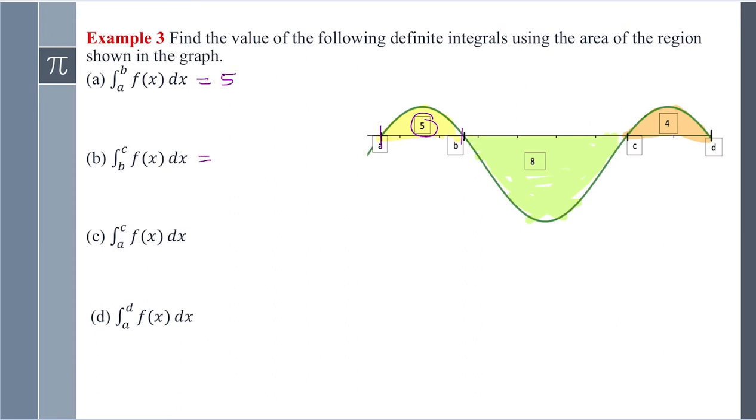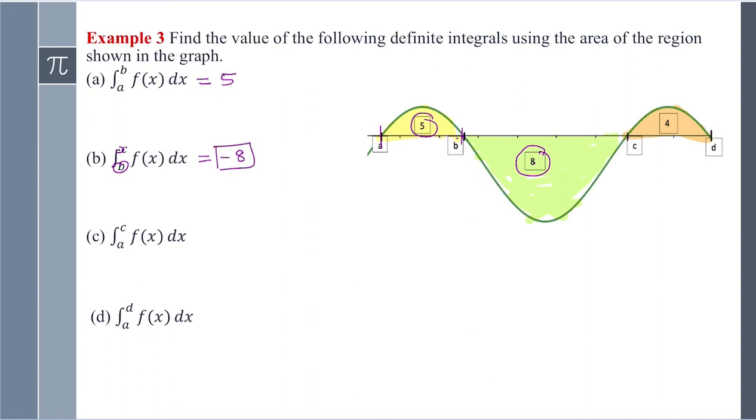Now from C to B, remember this area 8 is from B to C. So when we go from C to B, we need to change this one, okay? It's the opposite. Sorry, it's still from B to C. The area is 8, but we are looking at the net area, which means the area below the x-axis is negative. So this is negative 8, okay?